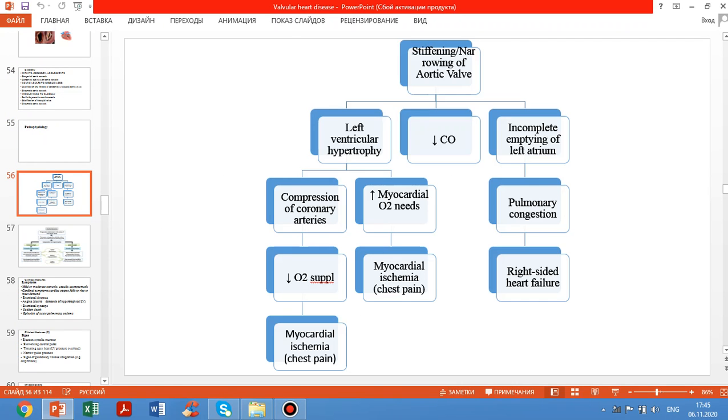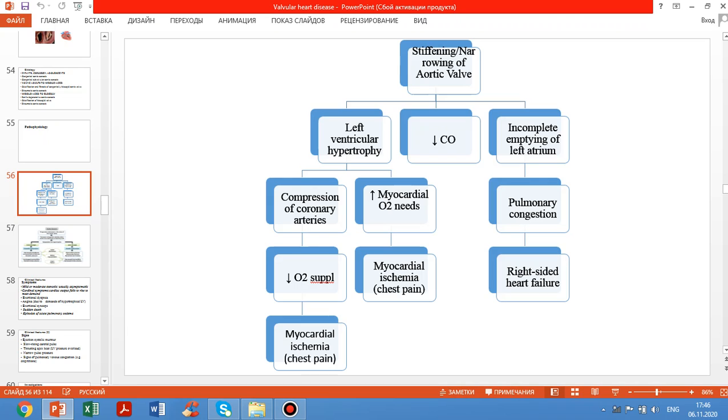Pathophysiology: stiffening and narrowing of the aortic valve. Due to this, there can be left ventricular hypertrophy, decreasing cardiac output, and incomplete emptying of the left atrium. In the first case, compression of the coronary artery, and due to this, decreased oxygen supply, and that is why myocardial ischemia and chest pain.